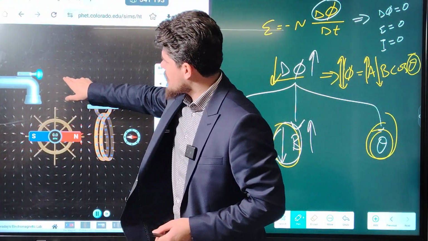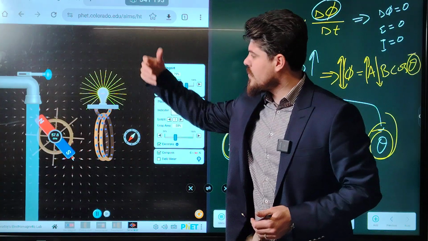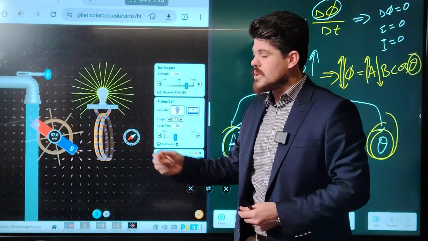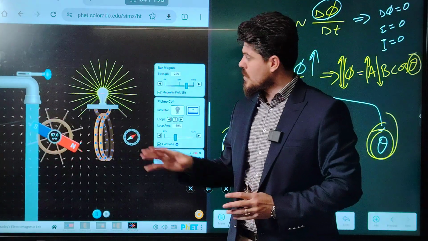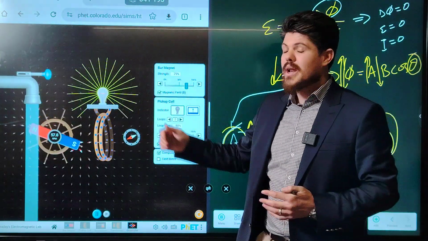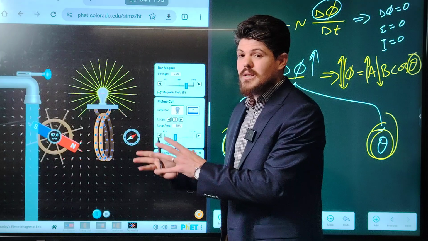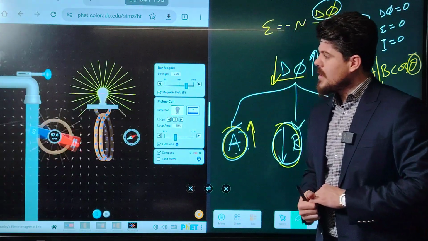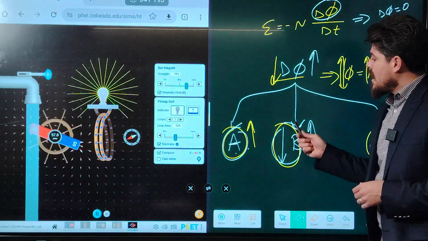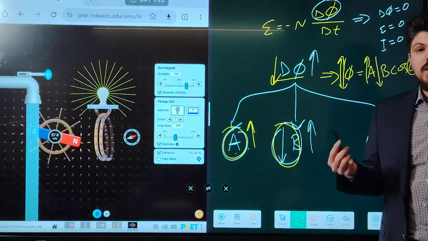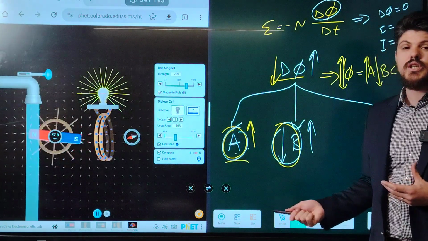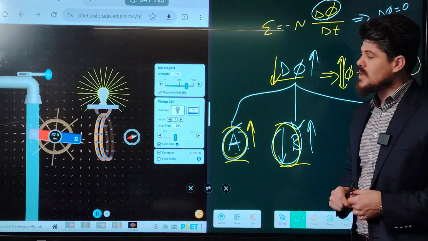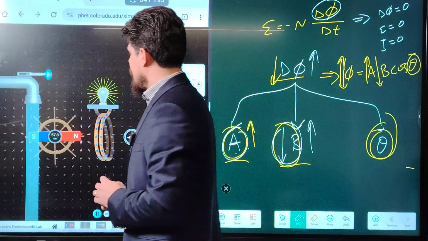If you open the faucet, what happens? The falling water is caused by the change of the orientation of the magnetic field through this circular loop. So in this way, you can induce the current and electromotive force, by changing the orientation of the loop. Finally, we can say we can change the magnetic flux in three ways: by changing area, by changing magnetic field, and by changing the orientation between the magnetic field and the circular loop.